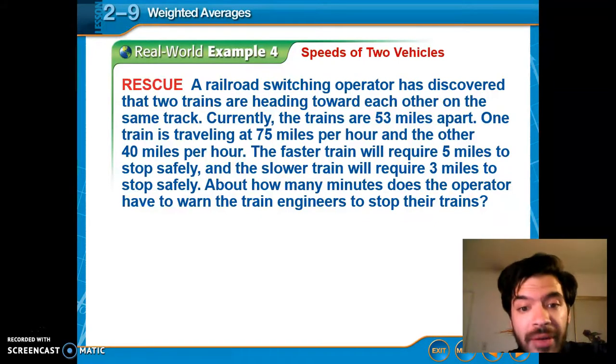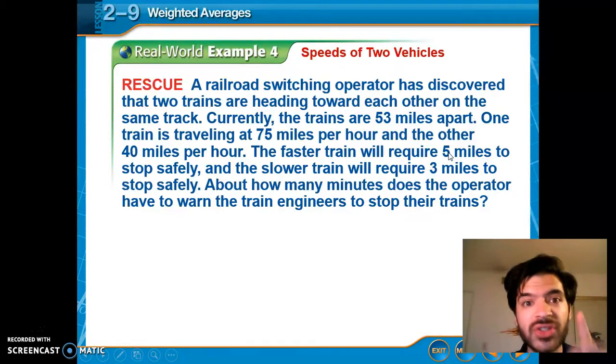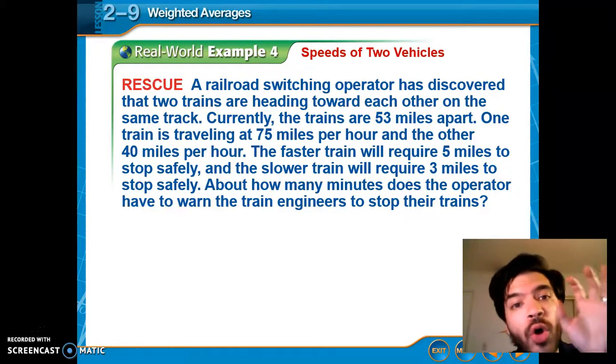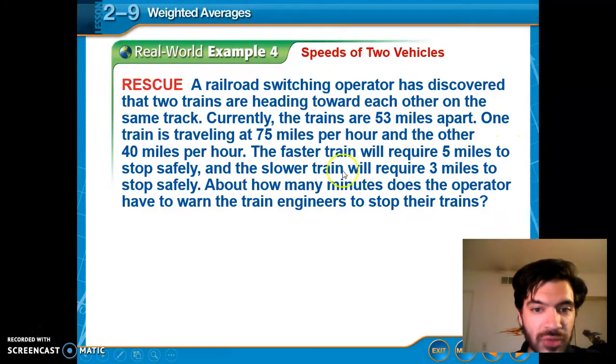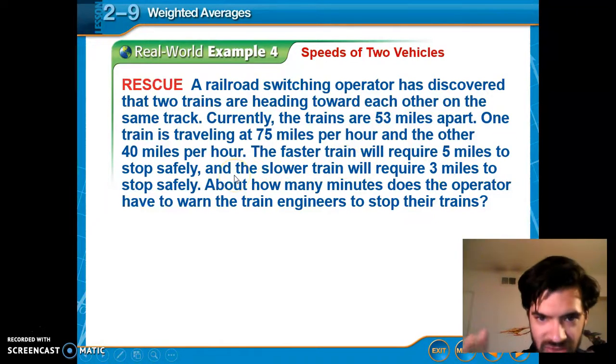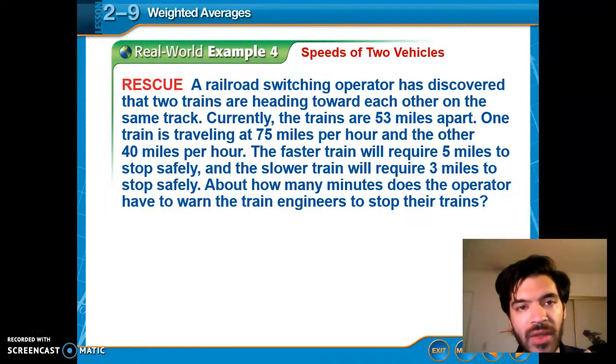So, the faster train will require 5 miles to stop. It's going so fast, it needs over 5 miles to stop. And the slower train needs 3 miles to stop. Okay, so if we can give them the stopping distances, how many minutes does the operator have to warn them? Let's find out. Let's see if we can save the trains. Save the trains. Save the world.